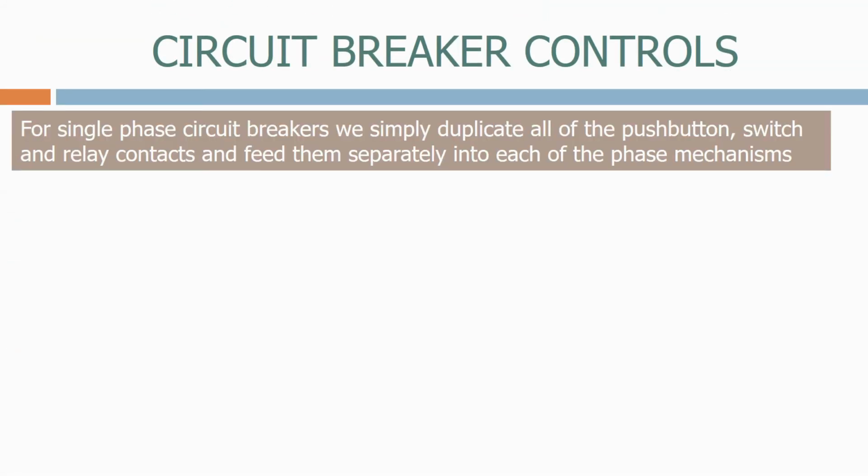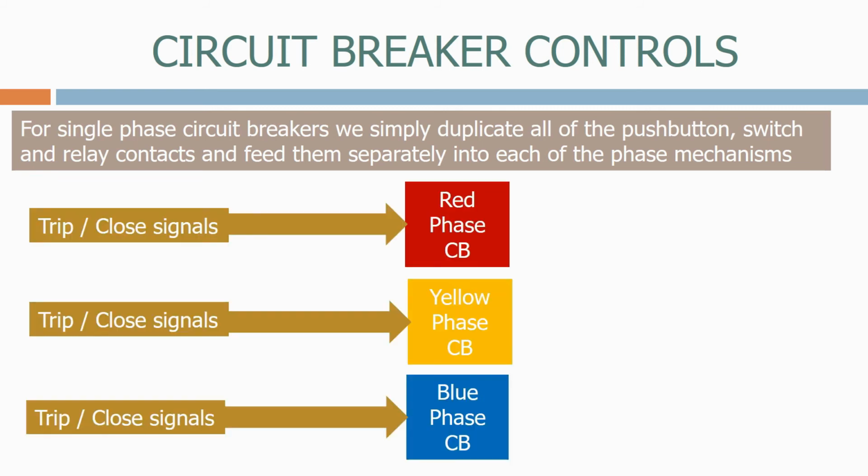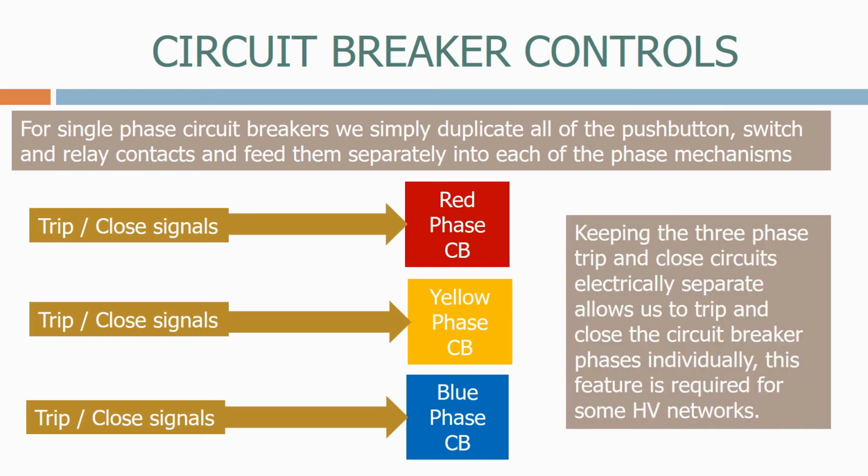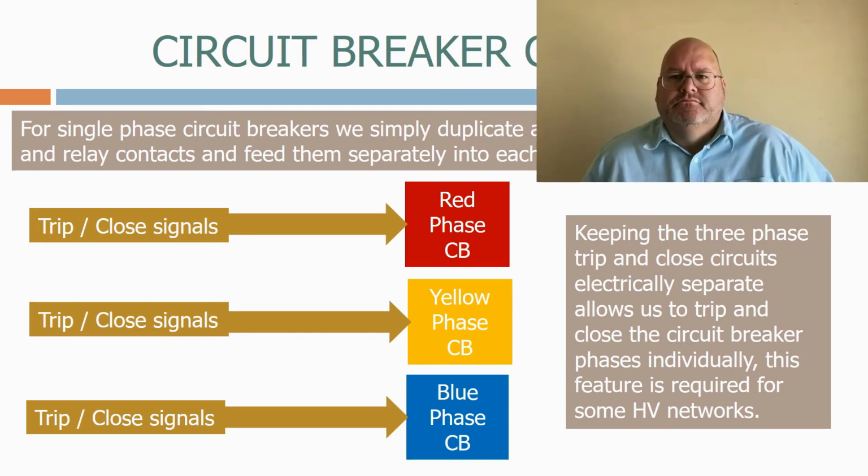For single-phase circuit breakers, we simply duplicate all of the push button, switch and relay contacts and feed them separately into each of the phase mechanisms. Keeping the three-phase trip and close circuits electrically separate allows us to trip and close the circuit breaker phases individually. This feature is required for some networks. Single-phase tripping and closing is used on extra high voltage systems above 400,000 volts, where the number of customers affected by a disruption can be significant.